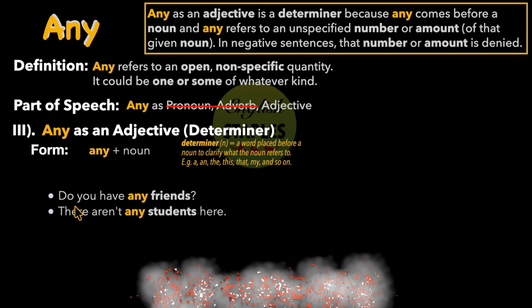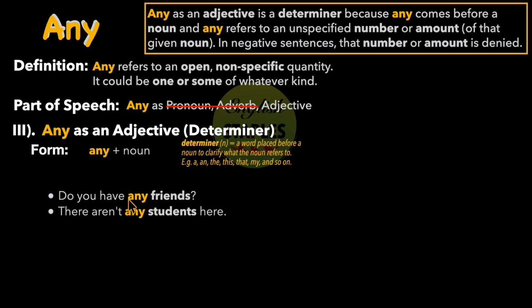Here we have two sentences. Do you have any friends? Question. There aren't any students here. A negative. So we're going to use these two sentences to explain this note.